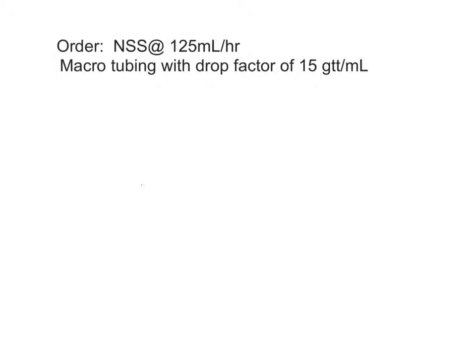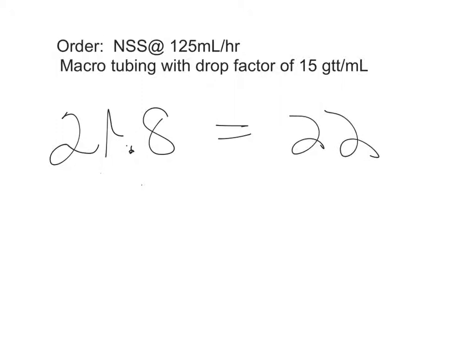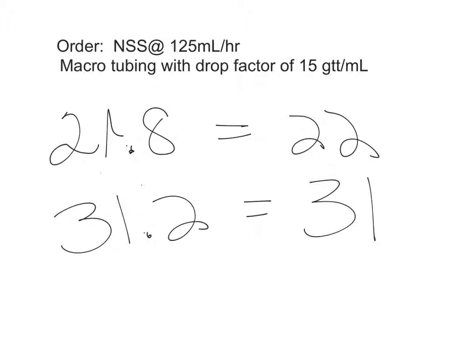So if the number you come up with, let's say, for sake of argument, you come up with 21.8, you round up to 22. If your number is more like 31.2, you're going to round down to 31. It's really not that complicated, but that's basically how we solve for gravity drip rates.